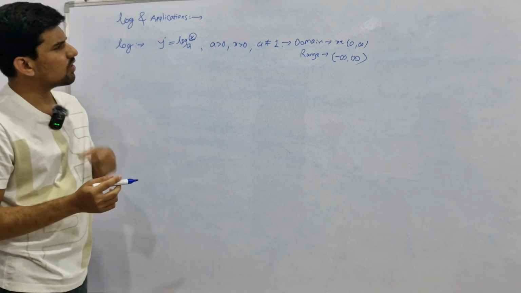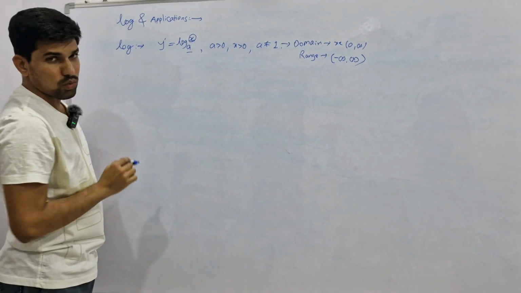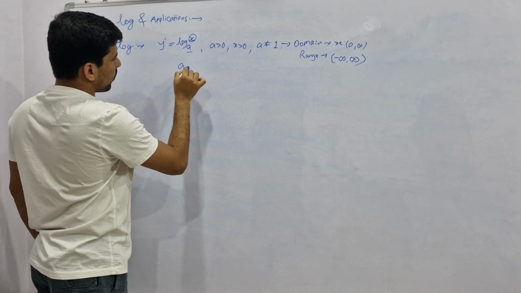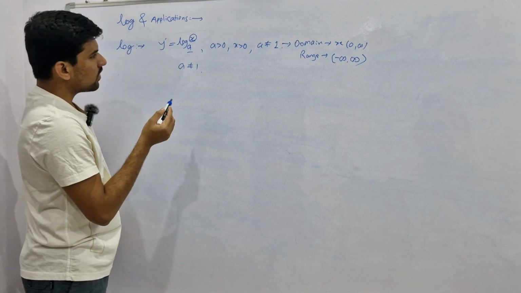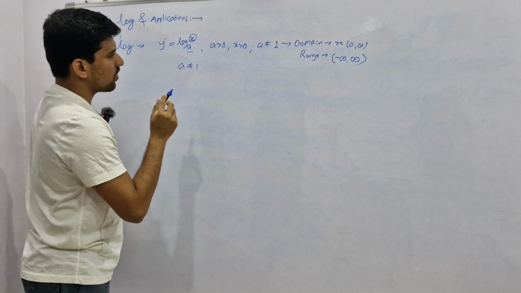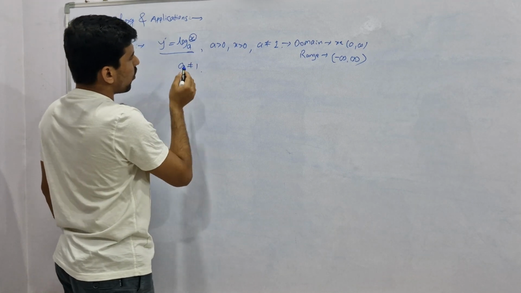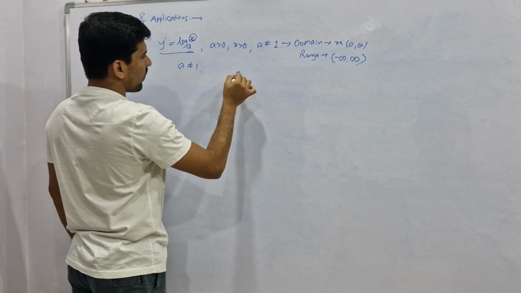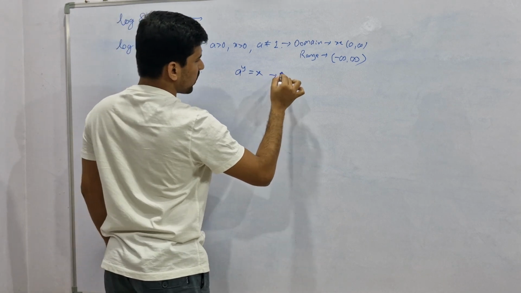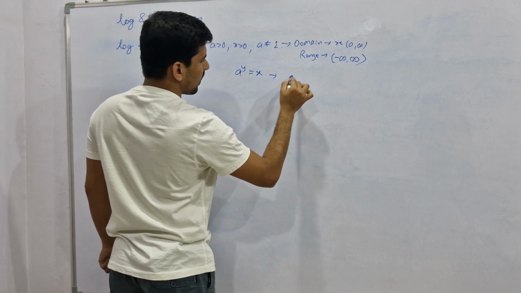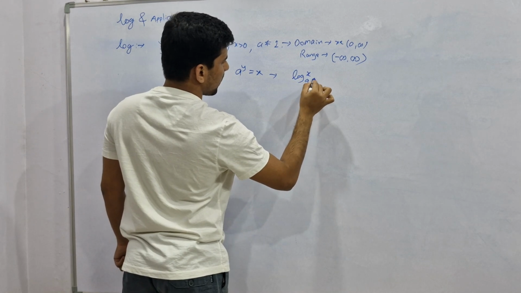You will ask me why a is not equal to 1, why the base of logarithm is not equal to 1. Basically logarithm is the inverse of the exponential function. So if this is the logarithmic function, what will be its exponential function? Its exponential function will be a to the power y is equal to x. What will be the inverse of this function? The inverse will be log x to the base a is equal to y.